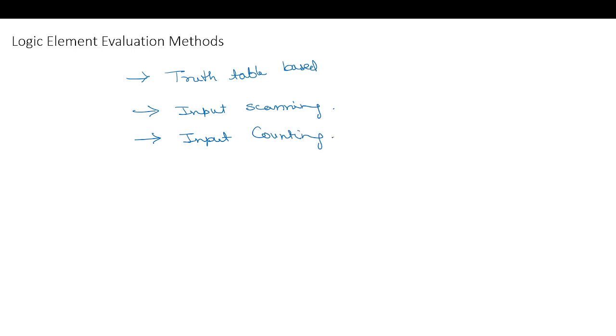Next is logic element evaluation methods. The choice of evaluation technique depends on the considered logic symbol, type and model of the logic element, and the commonly used methods. This we will discuss briefly. The logic evaluation methods are the truth table based method, the input scanning method, the input counting method, and the parallel gate evaluation method. With this, we will briefly discuss one by one.